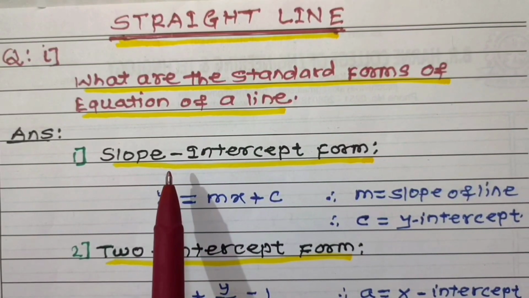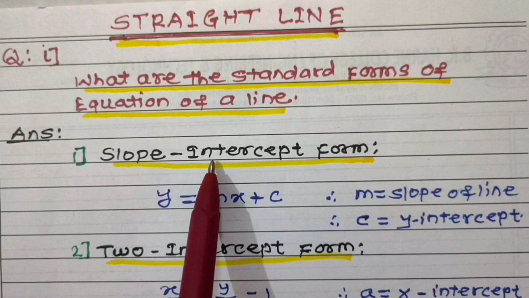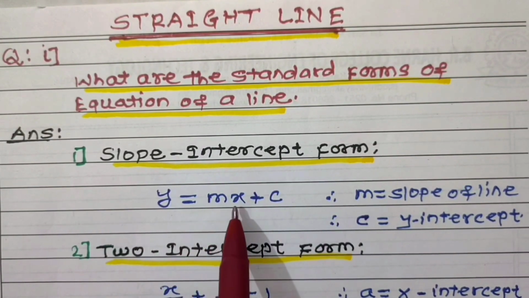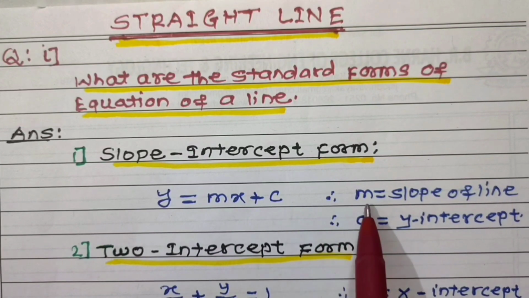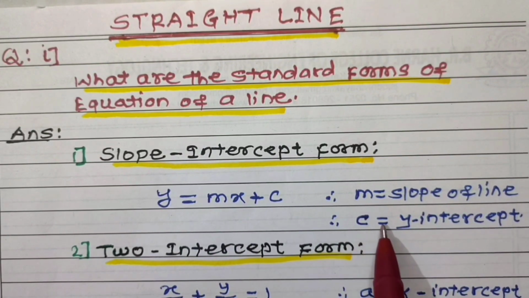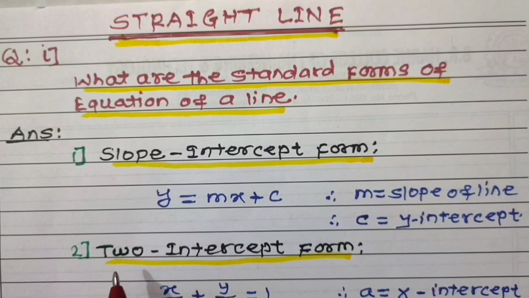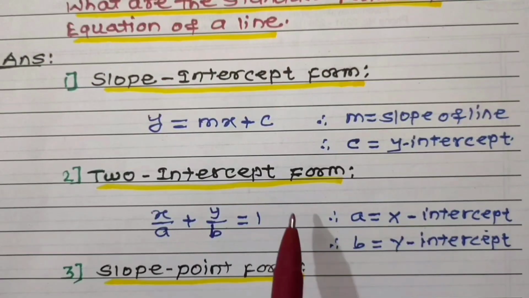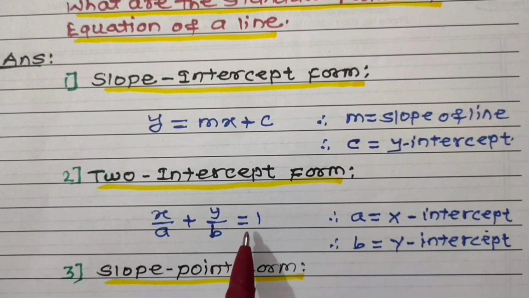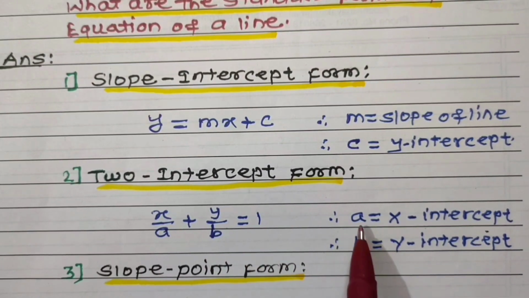Some of them are number 1, slope intercept form, which is given by y is equal to mx plus c, where m is equal to slope of line and c is equal to y-intercept. Then standard form number 2, two-intercept form, which is given by x upon a plus y upon b is equal to 1, where a is x-intercept and b is y-intercept.